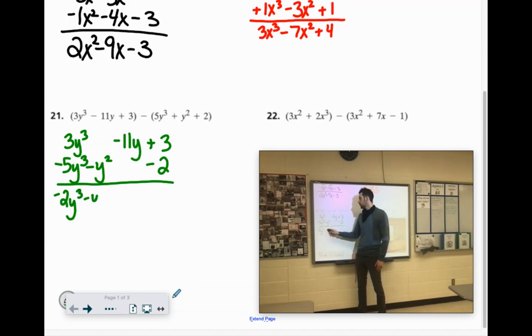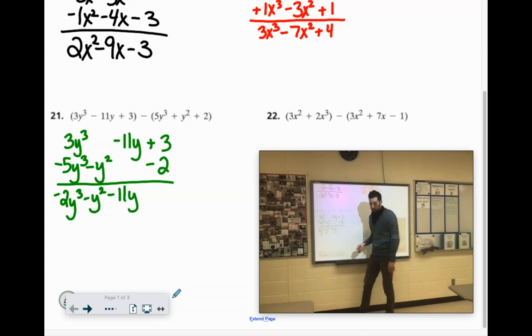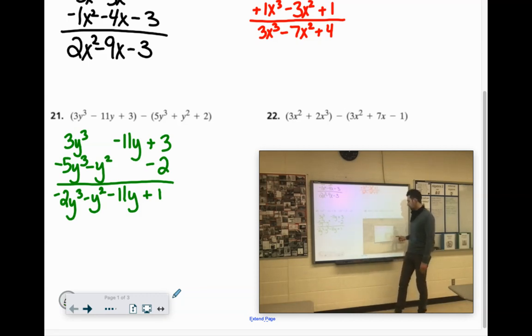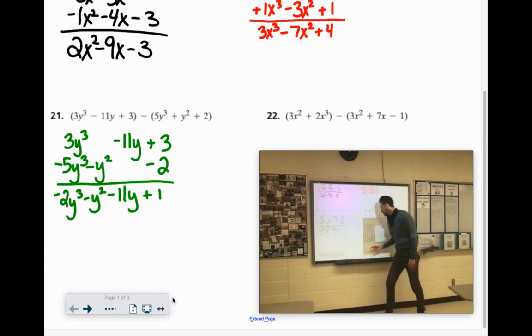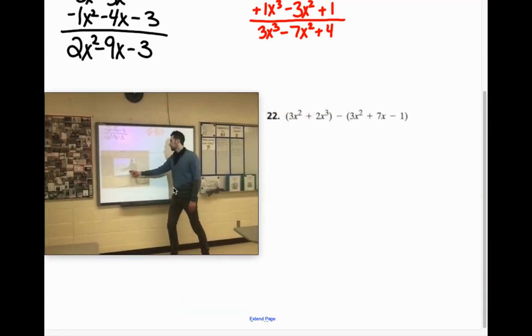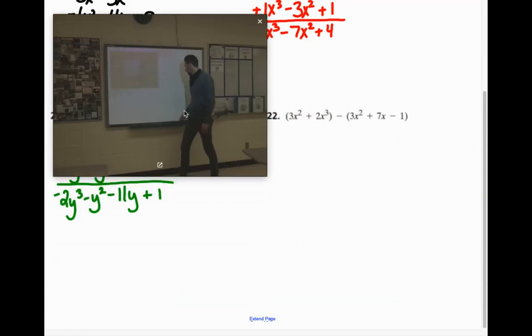Then we have our minus y squared. Then we have our minus 11y. And then you got your 3 minus 2. That's a 1. That's a 1. All right. Make sure I don't mark this up.